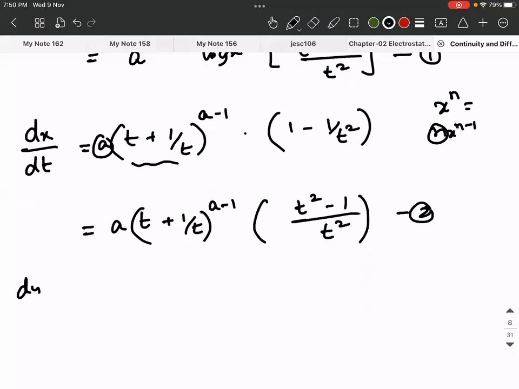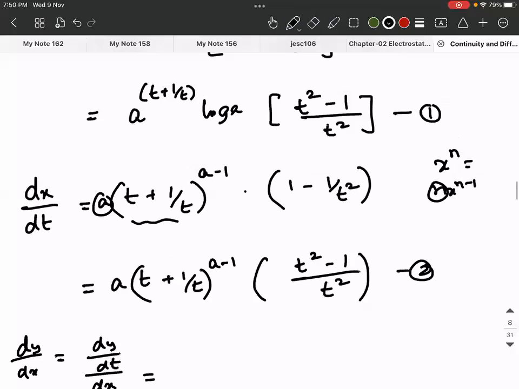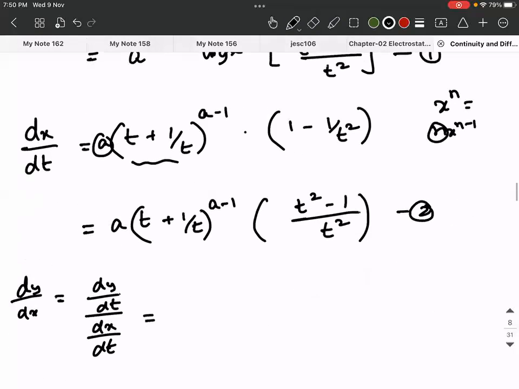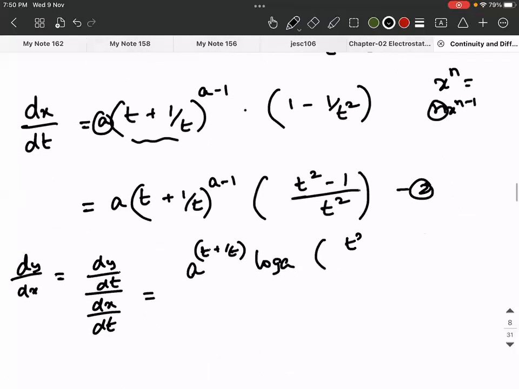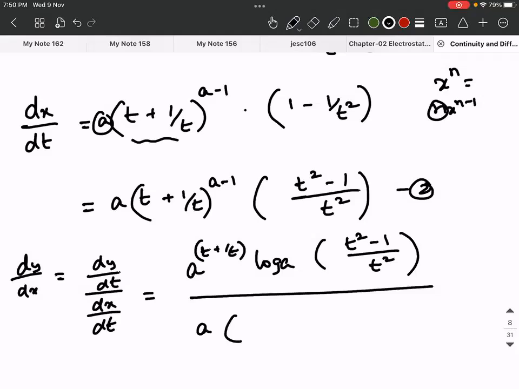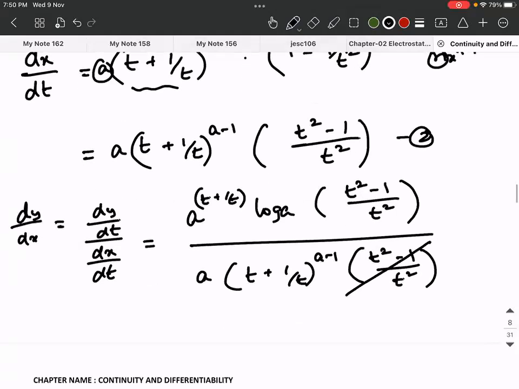So if I want dy by dx, I will write dy by dt divided by dx by dt. So what is dy by dt? a power t plus 1 by t into log a into t square minus 1 by t square, the whole divided by a into t plus 1 by t the whole power a minus 1 into t square minus 1 by t square. Makes sense? Cancel this and this. So what is going to happen?